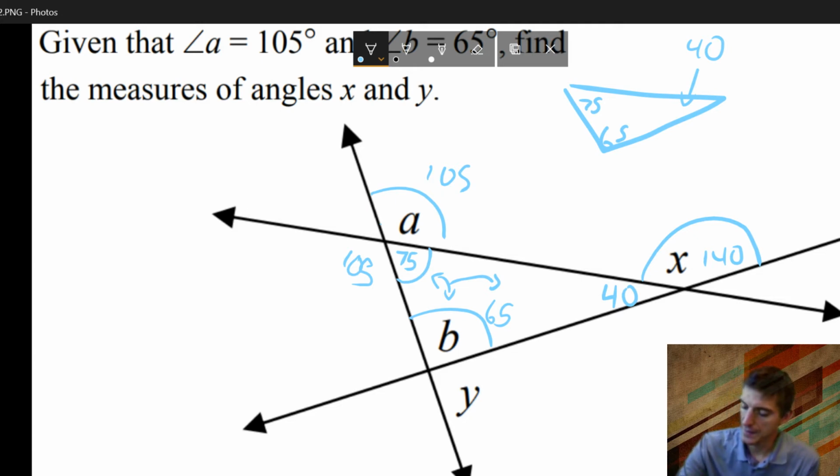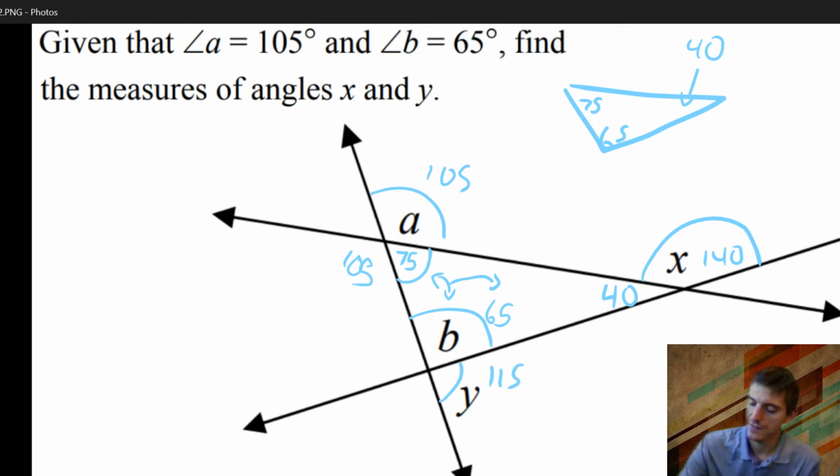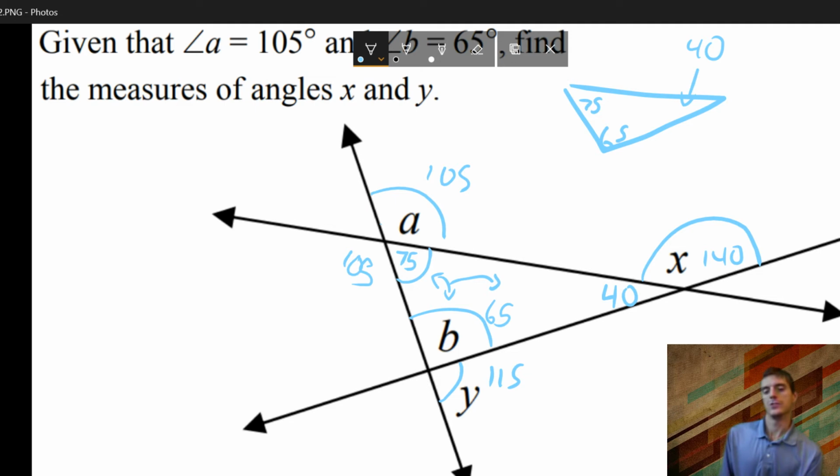And finally, they want me to figure out what y is. Now, 65 plus what is 180? 115. 115 should do it.